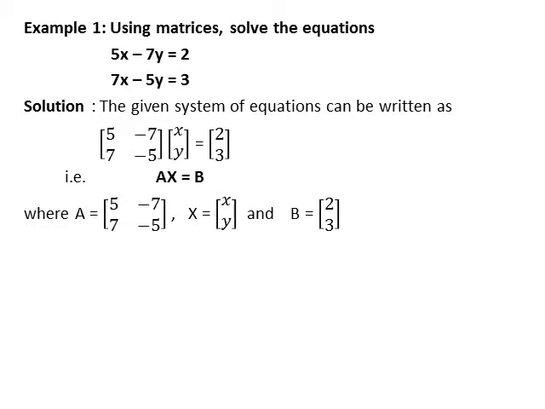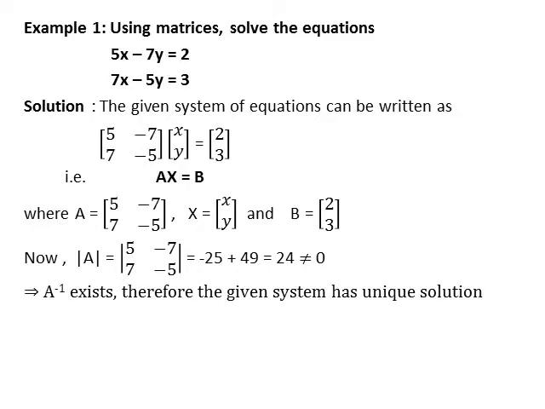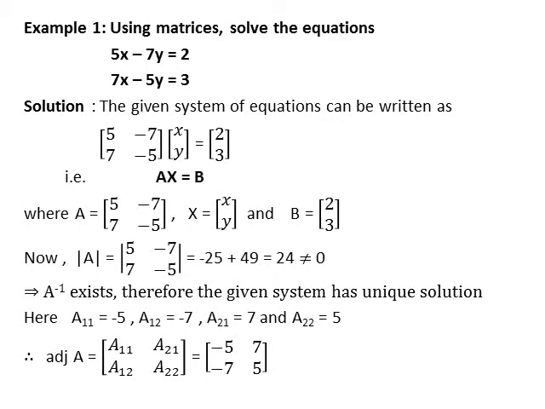In next step, find determinant of A, which is equal to 24. It means A is a non-singular matrix. So, inverse of matrix A exists and the given system of equations has unique solution. In next step, calculate all the cofactors of A. Then using cofactors, write the adjoint of matrix A, in which elements of R1 are minus 5 and 7 and elements of R2 are minus 7 and 5.